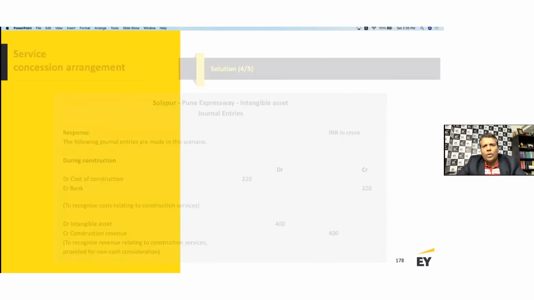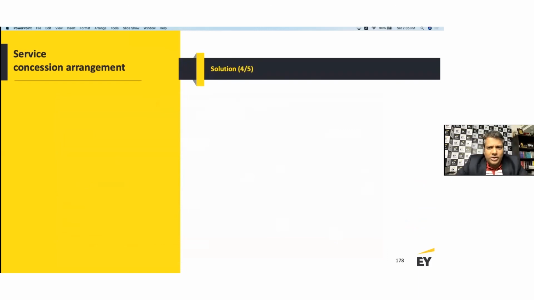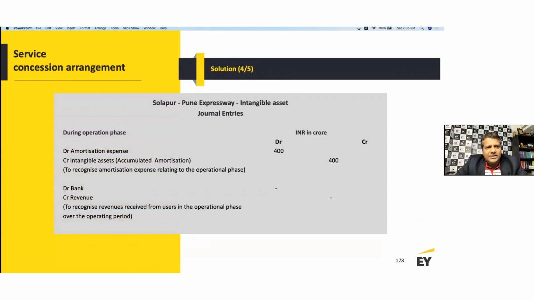Okay, and now I'm going to look at the future. I'm going to amortize this in the future period. Amortization expense to intangible asset, done and dusted over the period over which I have a right. So let's say 20 years. So these entries are going to pass over 20 years, right?